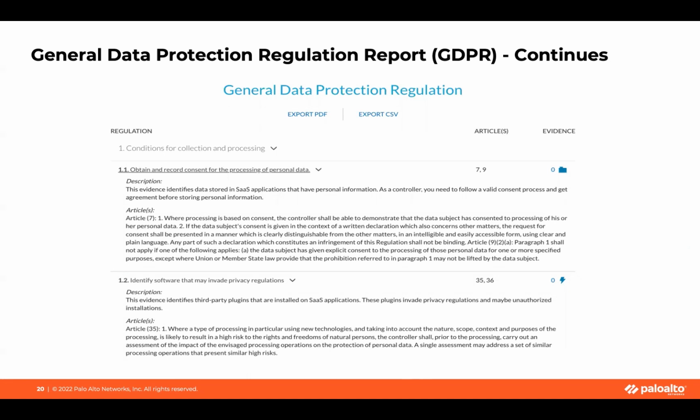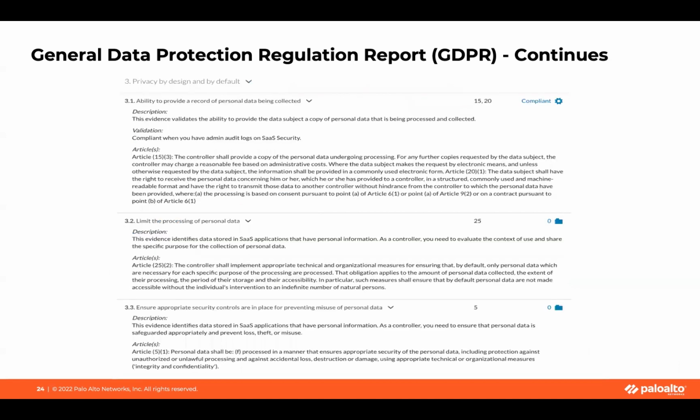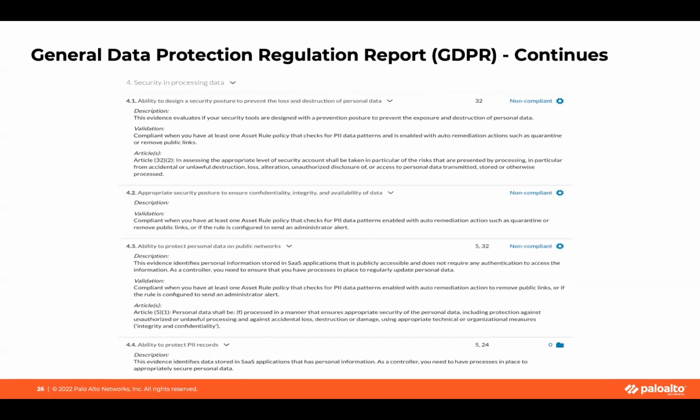This is a sample of a GDPR report. The first page lists regulations related to conditions for data collections and data processing. Section 2 explains PII data regulations. More details about personal data privacy are covered in Section 3. And here in section 4, more information on how to protect data when processing private data.